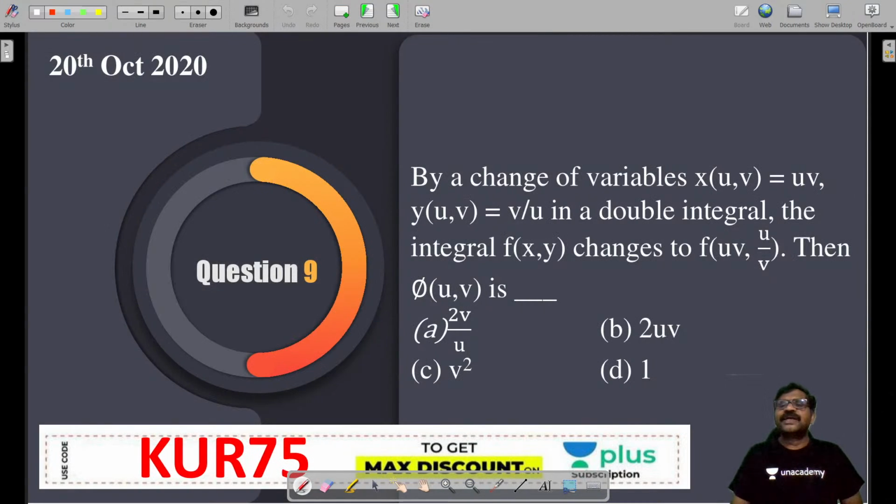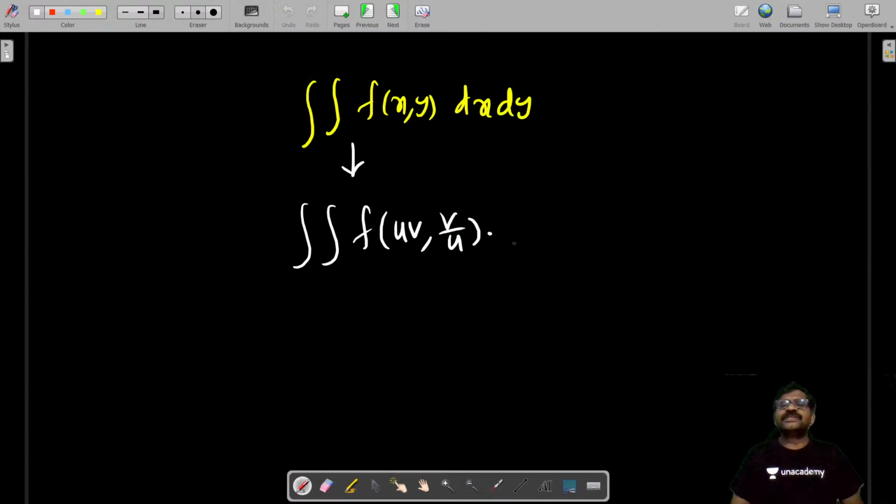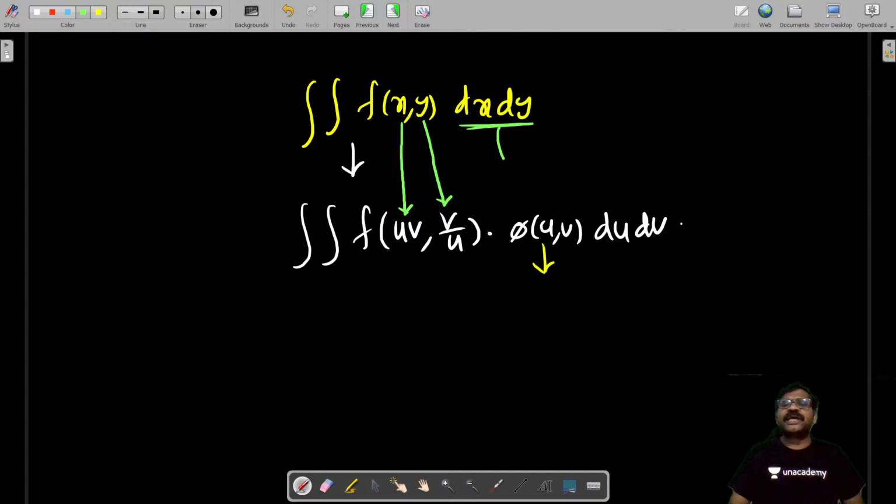What did he say? Phi of uv. Observe, he has given phi of uv du dv. What is this phi of uv? We have to find out. So here x is substituted as uv, y is substituted as v by u, and dx dy is substituted as phi of uv du dv. Then what is phi of uv?